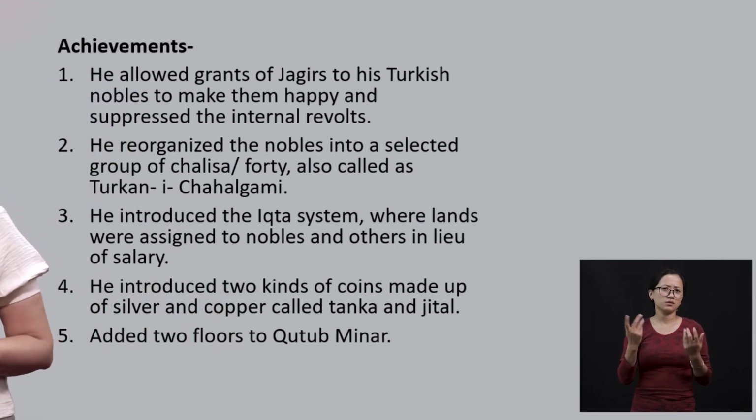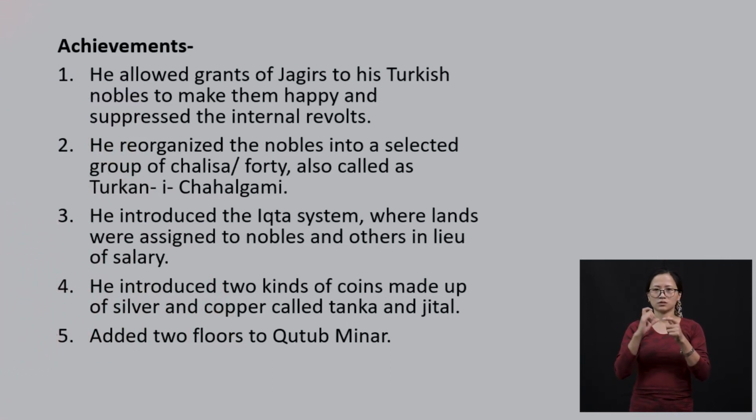Now, what all did he achieve while ruling India? See, he allowed grants of Jagirs. Jagirs is a land, an agricultural land that you can give to your nobles. So, why did he give? Because he thought that if I started granting these Jagirs to the nobles, they are going to be happy, and ultimately, even if I am a slave, they are going to accept me as their sultan.